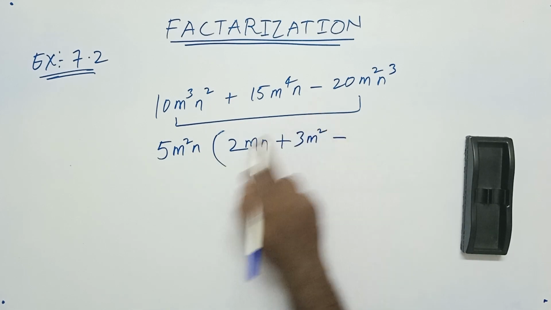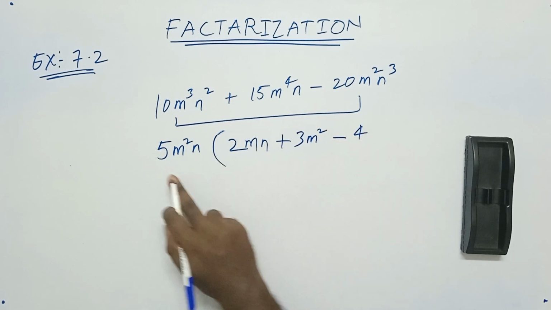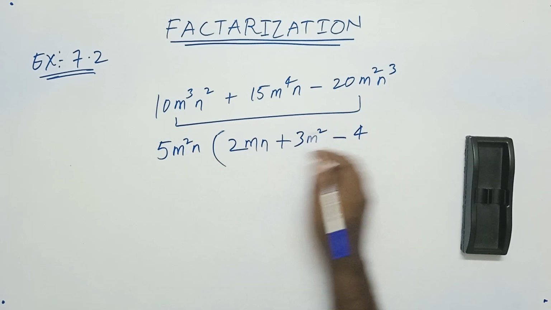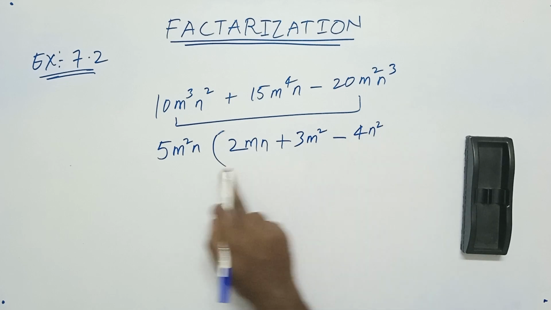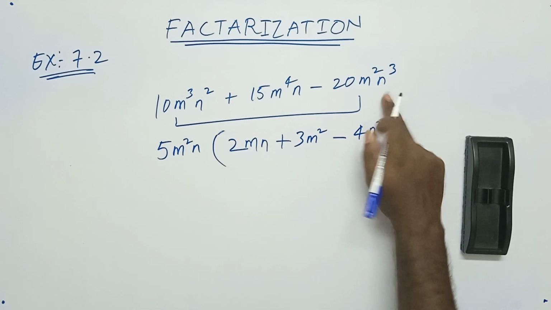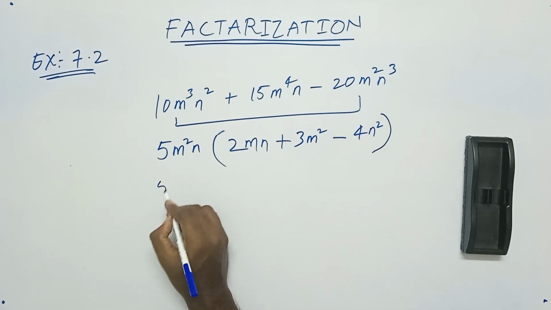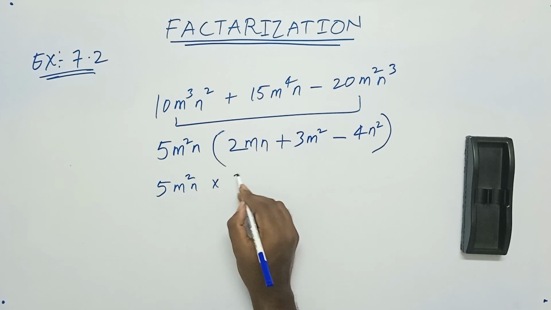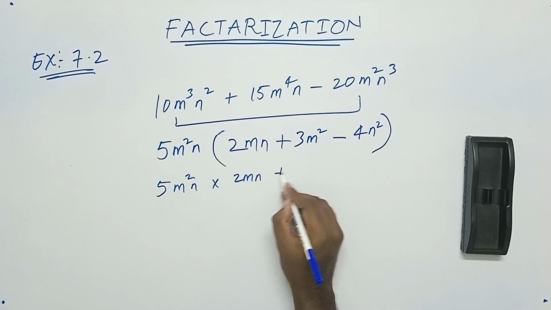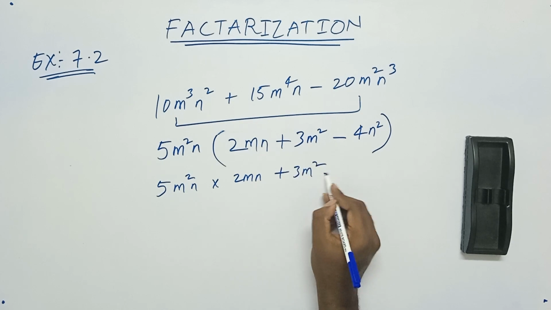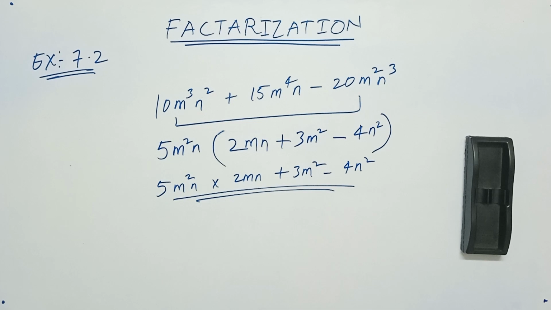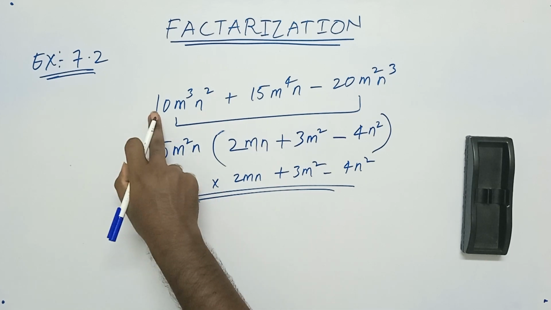So we have a minus sign. 5 4s are 20. m square into 1 is m square. n into n square is n cube. So we now have the product of two factors, which is 5m square n into 2mn plus 3m square minus 4n square. This is the product of two factors of the given expression.